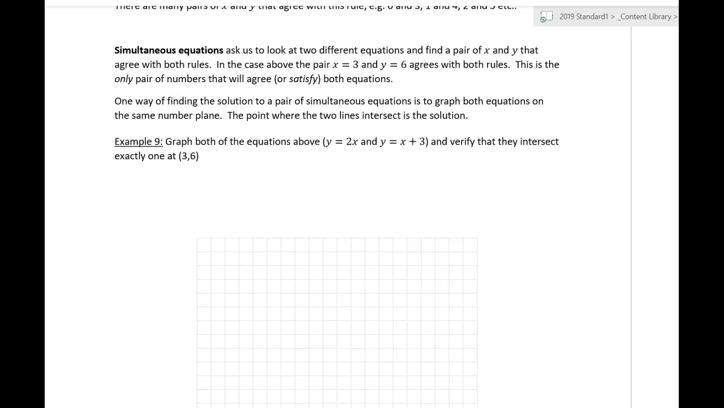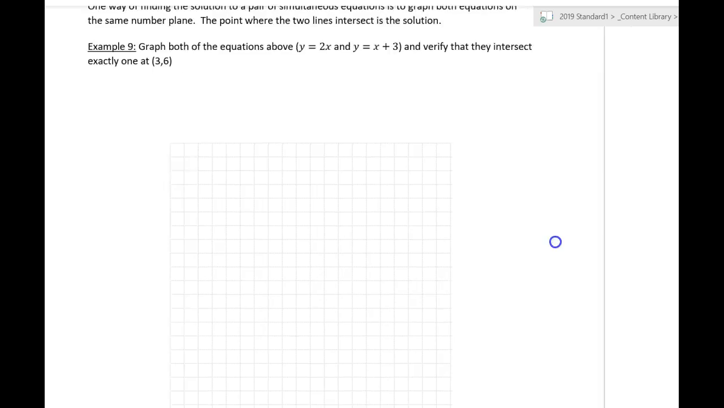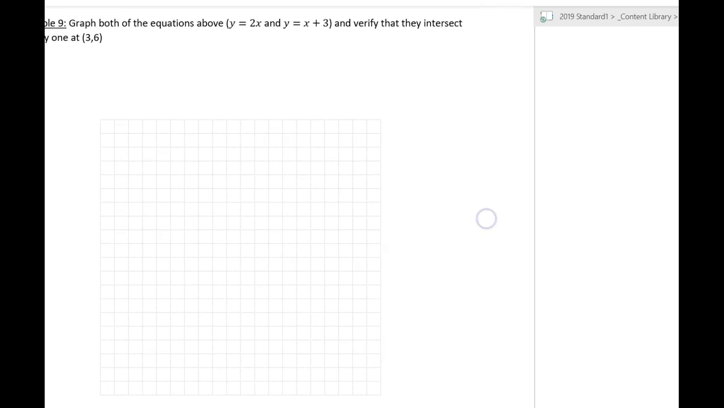Here are these equations, y equals 2x and y equals x plus 3. We are going to graph these and verify that 3, 6 is a solution, and in fact is the only solution. Now, when we're drawing a graph, a table of values is probably a good idea. Okay, so y equals 2x. I have a table of values here, some x's and y's.